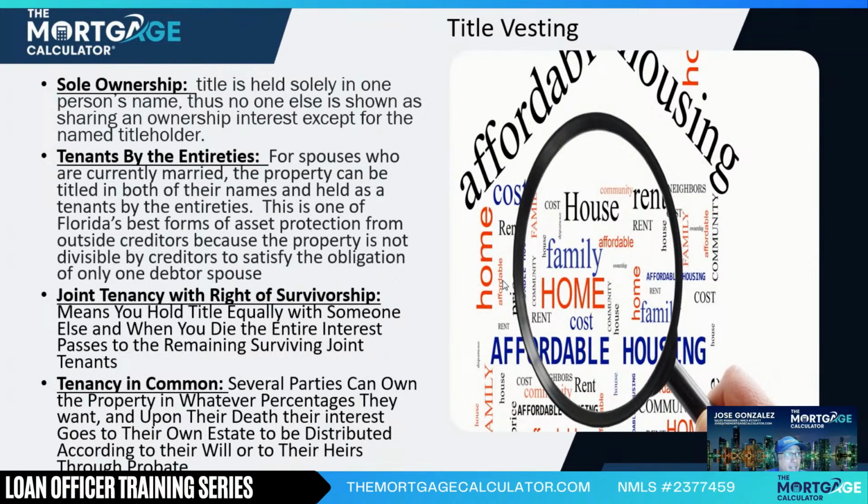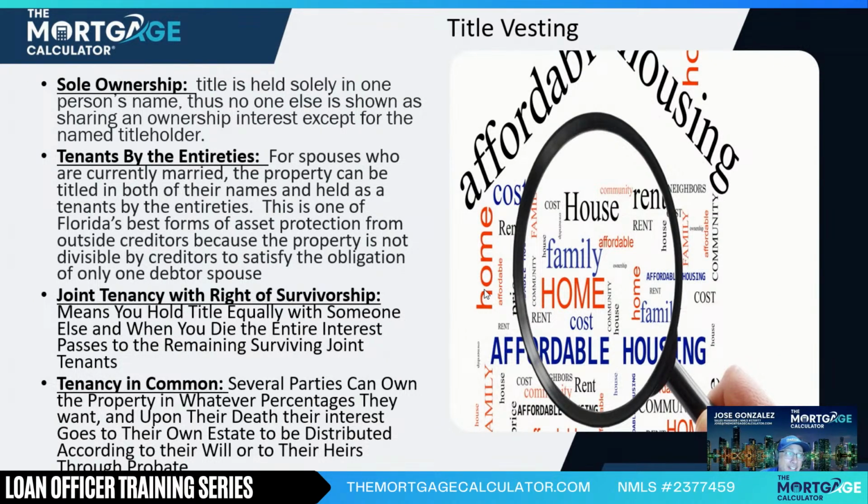The next category is tenants by the entireties. Now, this category is for spouses who are currently married. The property can be titled in both their names and held as tenants by the entireties. For example, in Florida, this is one of Florida's best forms of asset protection from outside creditors, because the property is not divisible by creditors to satisfy the obligation of only one debtor spouse. So, this is an asset preservation strategy, I would call it, right?